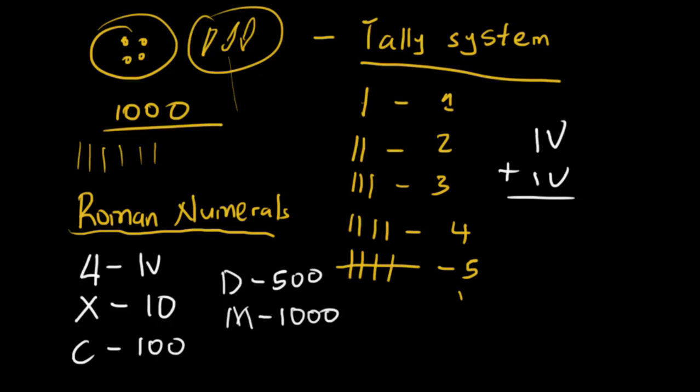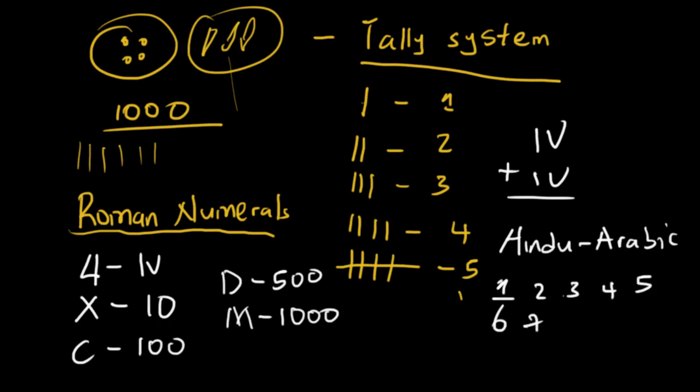And then we got to what we call the Indo-Arabic numbering system, and that is what we use till today. So these are 1, 2, 3, 4, 5, 6, 7. All these are known as the Indo-Arabic system of numbering.